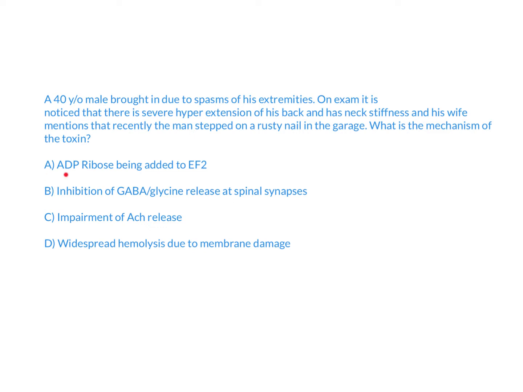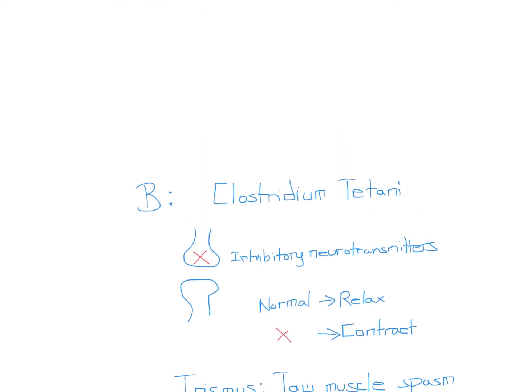So, the first one, A, ADP ribose being added to EF2. B, inhibition of GABA and glycine release at spinal synapses. C, impairment of acetylcholine release. And D, widespread hemolysis due to membrane damage. So I'll let you answer it and then I'll explain it. Okay, so the answer is going to be B. So if we just go down here.